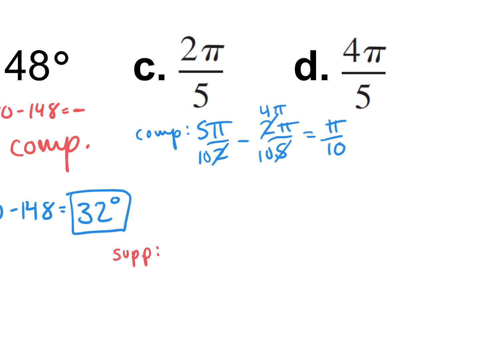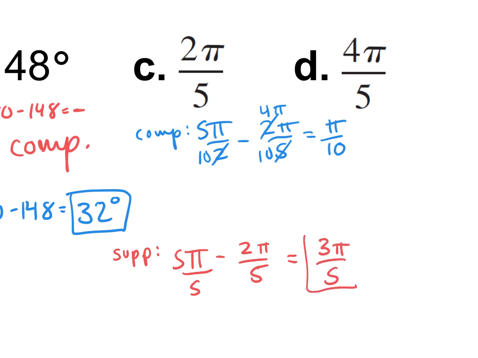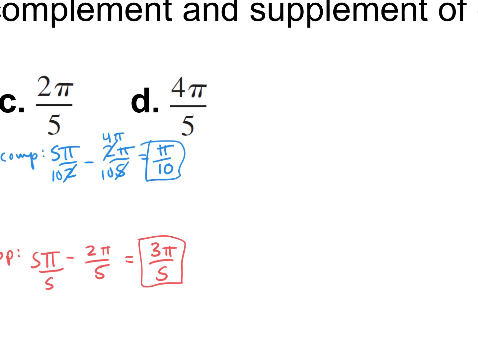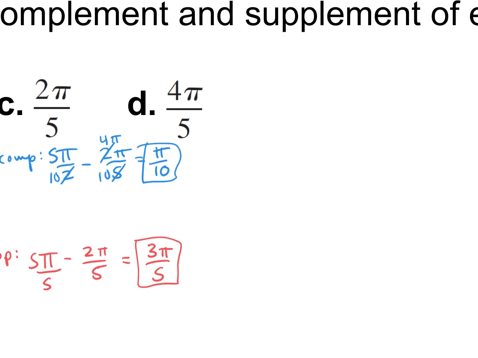All right, to find our supplement, we know supplements add up to 180. So what's 180 in radians? So I would do pi minus 2 pi over 5. So here I'd have to multiply the top and the bottom by 5, make it 5 pi over 5, and then subtract. So this would be 3 pi over 5. That's my supplement.